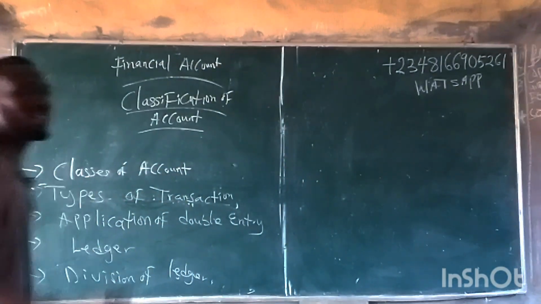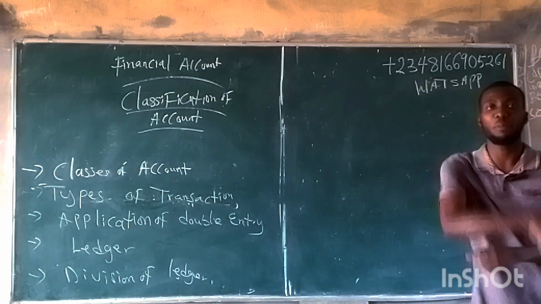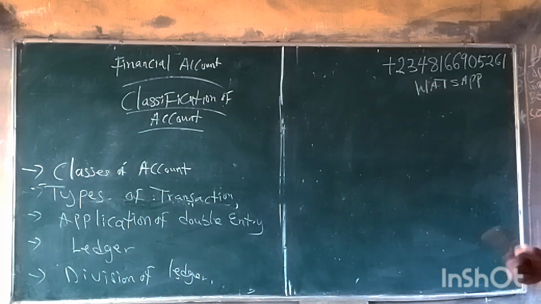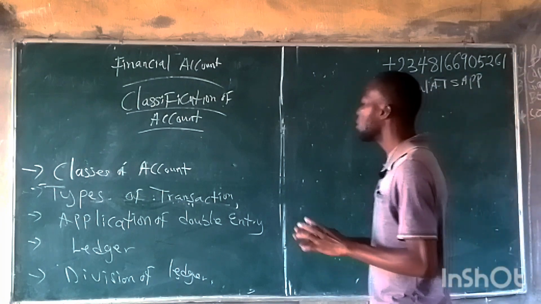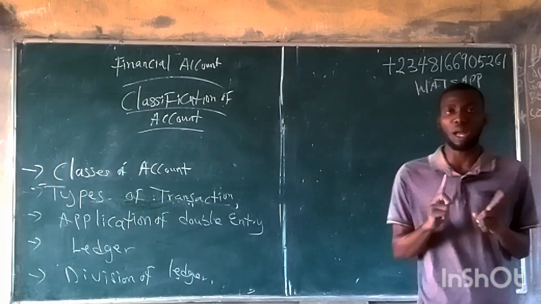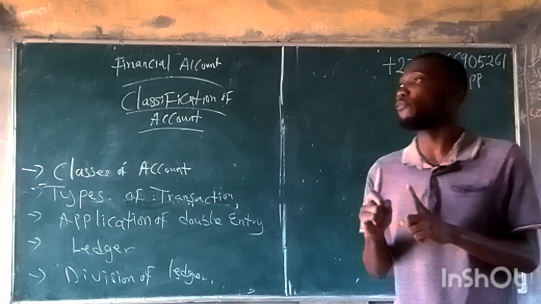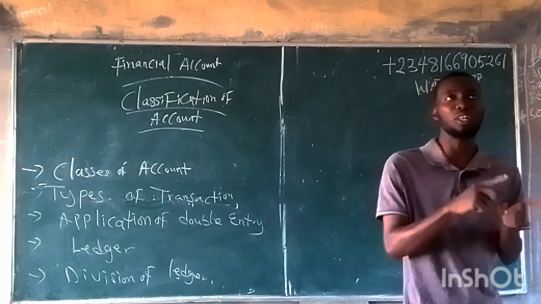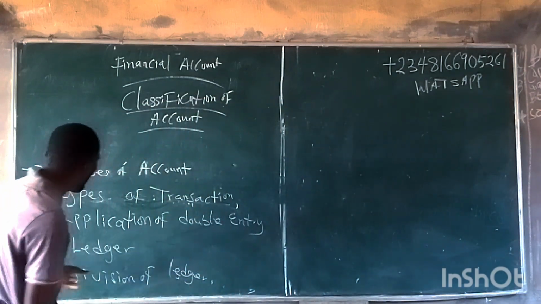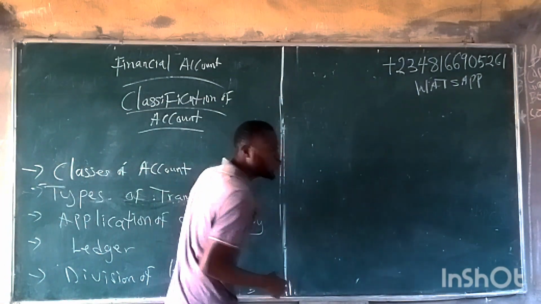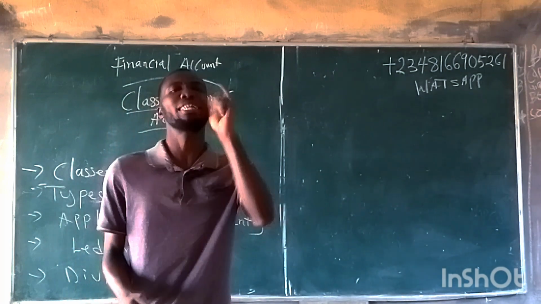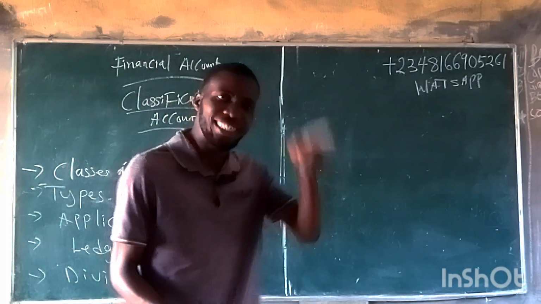All right, now we continue from where we stopped in the previous class, which is the application of double entry. Like I've said before, the principle of double entry states that for every debit entry there must be a corresponding credit entry, and for every credit entry there must be a corresponding debit entry. Now, how can we apply that? I'm going to use this illustration. Take note that we debit the receiver, then we credit the giver.